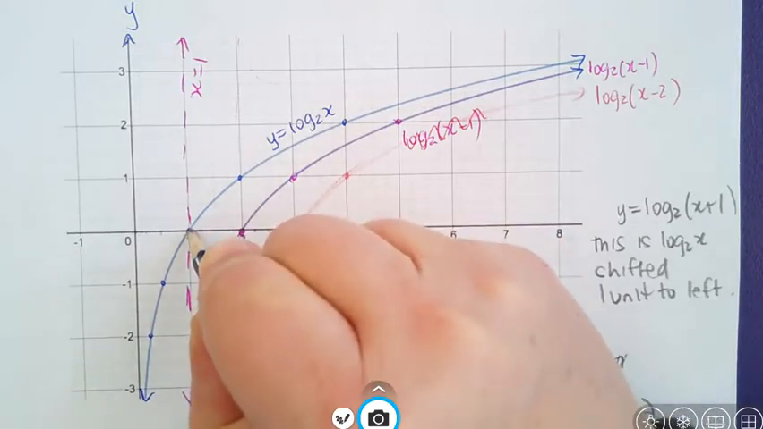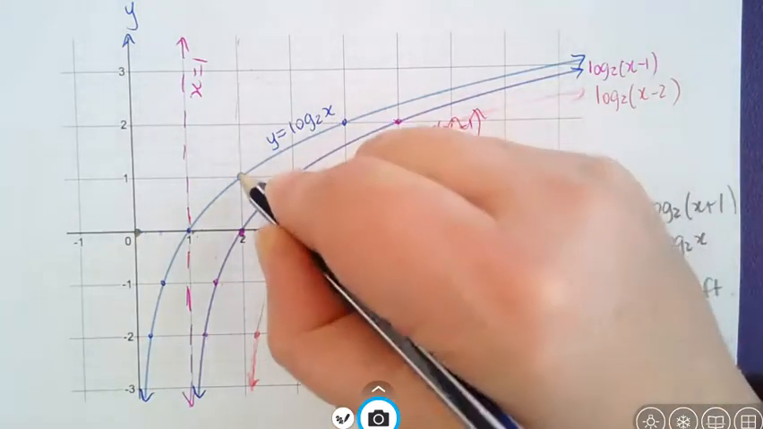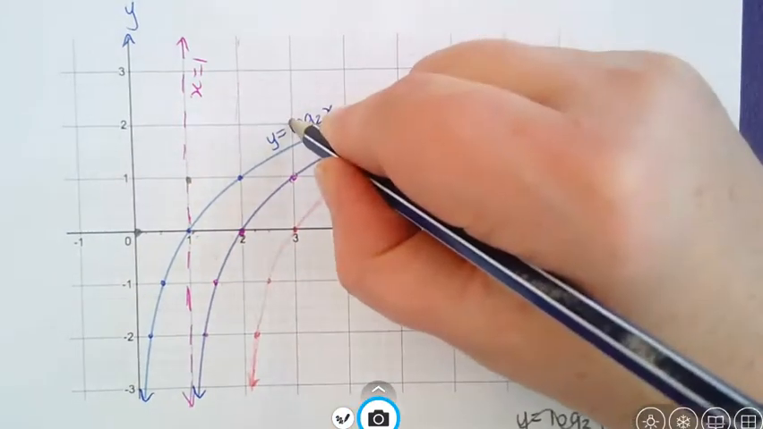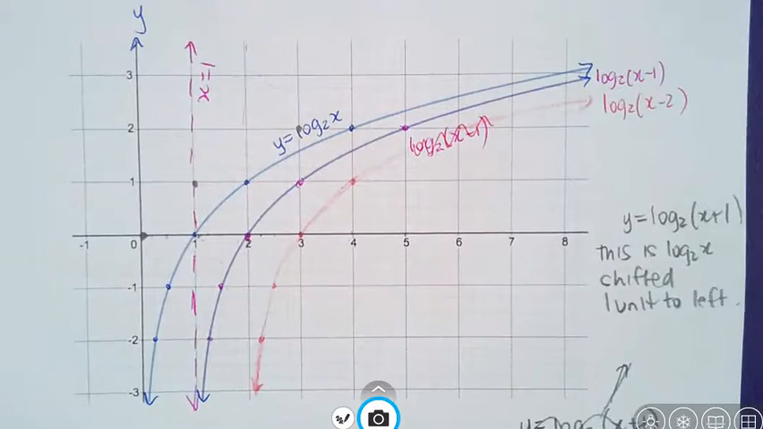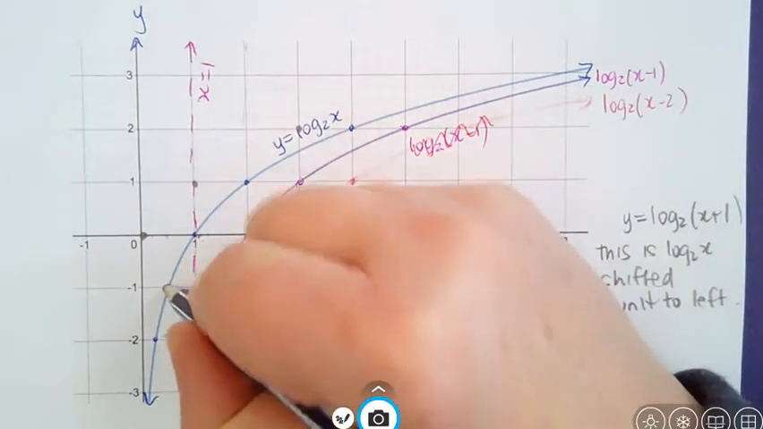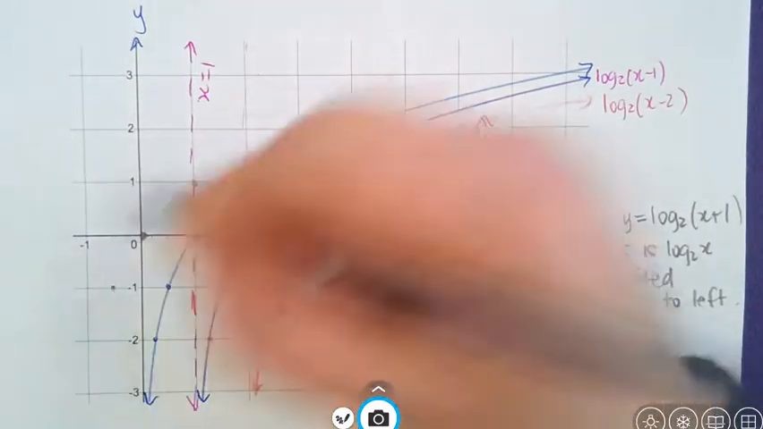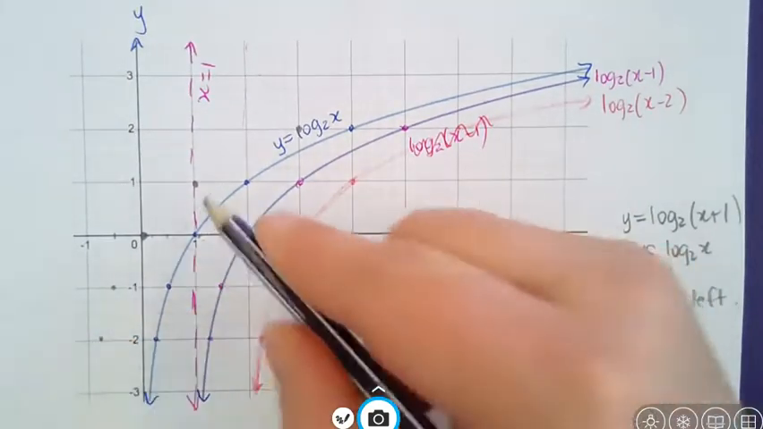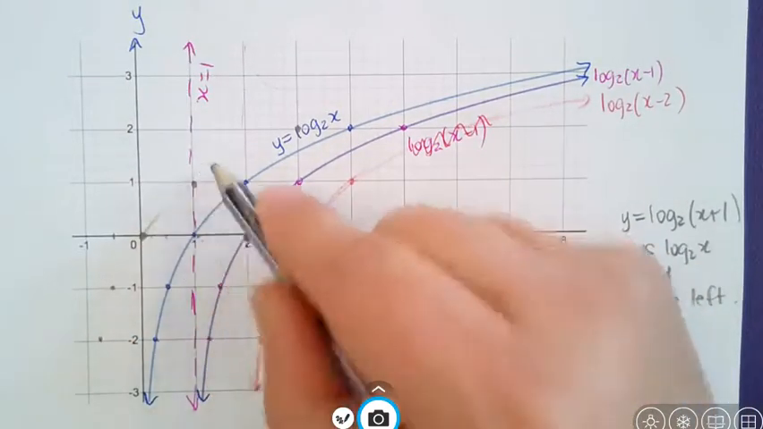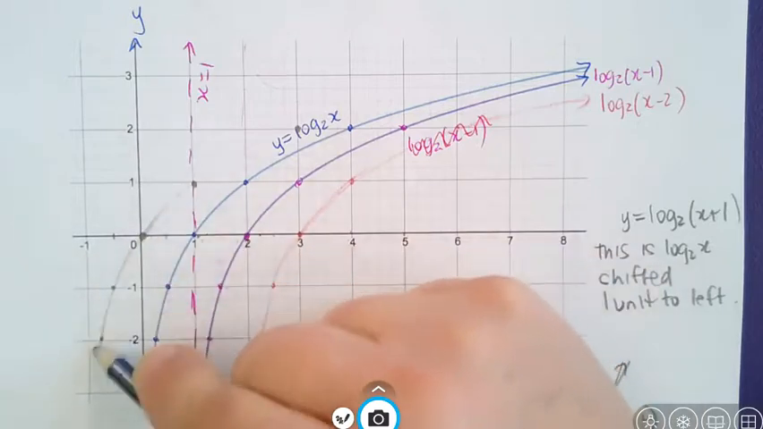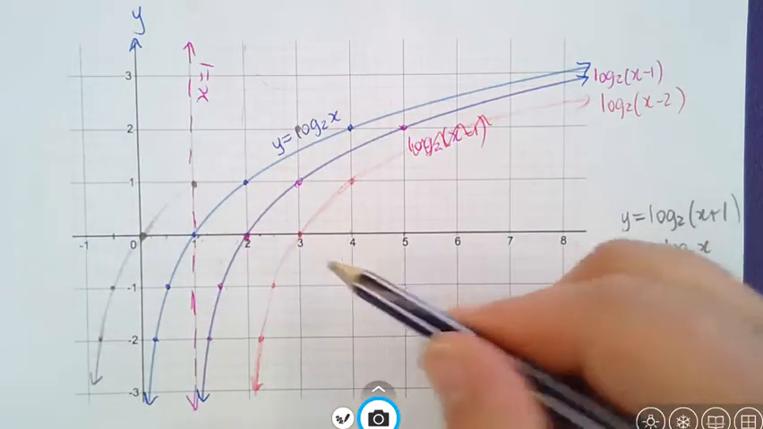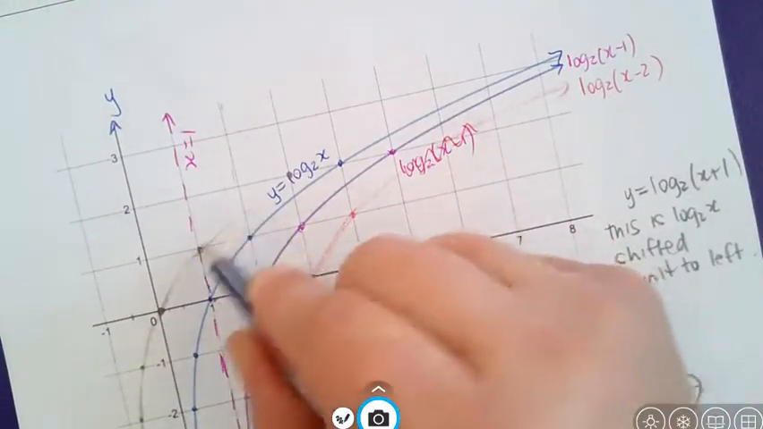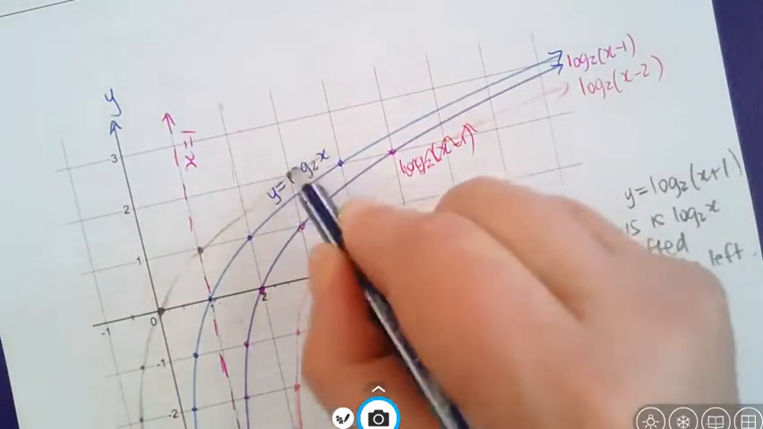So this point here will move over 1 left. This point here will move over 1 left. Got it? This point here, 1 left. This one here at 1/2 goes to -1/2. And this one here at 1/4 goes to -1/4. Just do it lightly in pencil. Now, this one is interesting because the asymptote is no longer, we've actually cut over the y-axis.